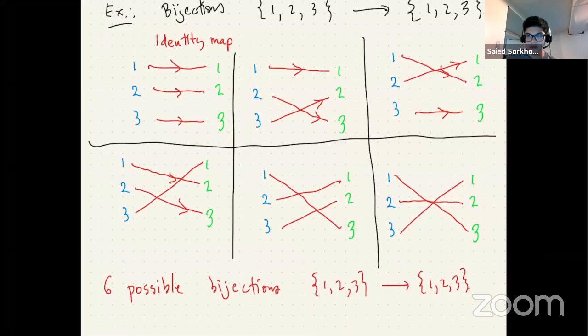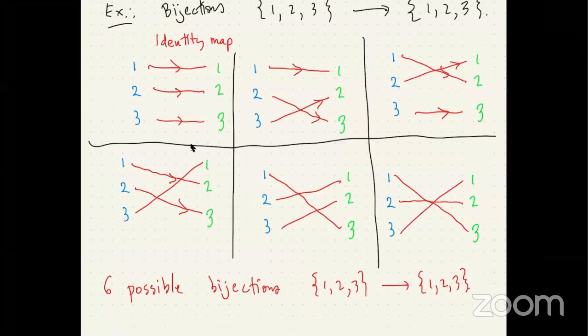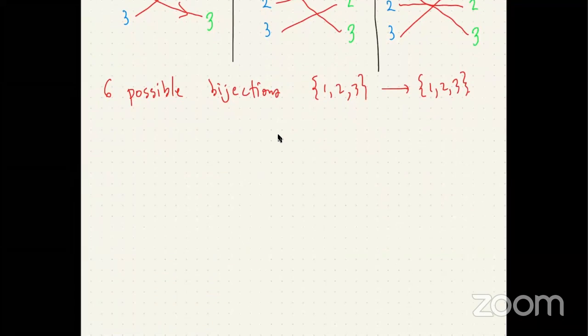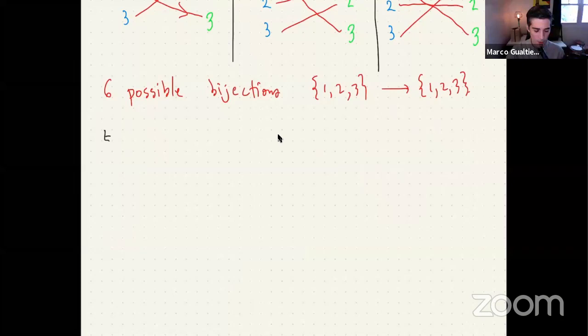Go ahead. I had a question about the identity map. You said that the domain and the codomain must be identical, but shouldn't the elements also correspond to each other? Because in the other 5, they don't. I just wanted to make sure. Yeah, let me just write that out.